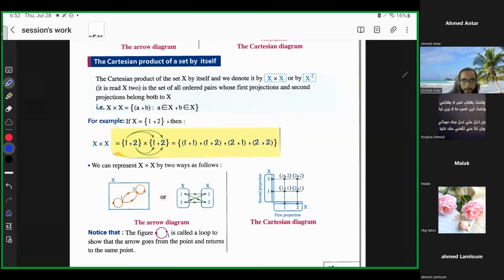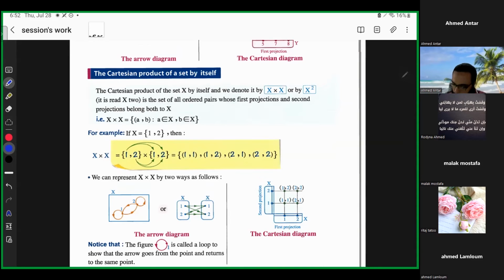Let's complete. Right now, we will talk about a Cartesian product of a set by itself. Like what? Like if you have a set called 1 and 2, then you want to multiply by what? By itself. 1 and 2 times 1 and 2. Let us look for that.